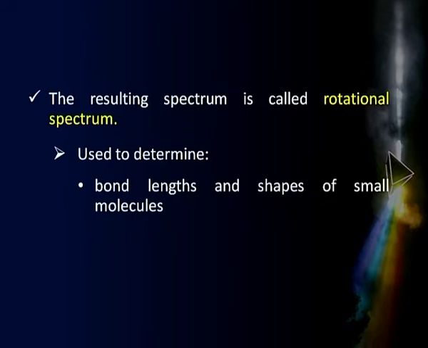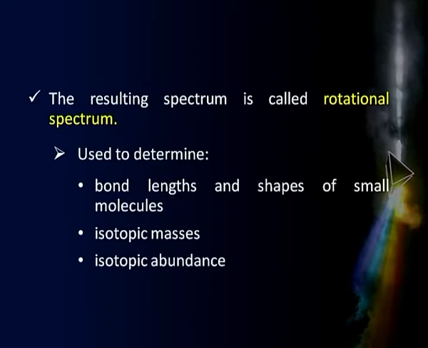We will talk about the size of the molecule at a later stage, and then it can even be used to find out the isotopic masses, and even the isotopic abundances can be worked out on the basis of the rotational spectrum we get from a molecule, and even the dipole moment measurements can be determined from the rotational spectrum. Okay. So, that is about our rotational spectrum.